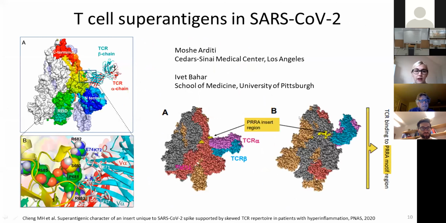So, in the meantime, our collaborators in the US were working on patients with multisystem inflammatory syndrome called MIS-C, which can occur in adults and children. And this is a syndrome caused by SARS-CoV-2, which presents with fever and hyperinflammation and multi-organ system involvement. It resembles toxic shock syndrome, which is a pathology known for its involvement of superantigens.